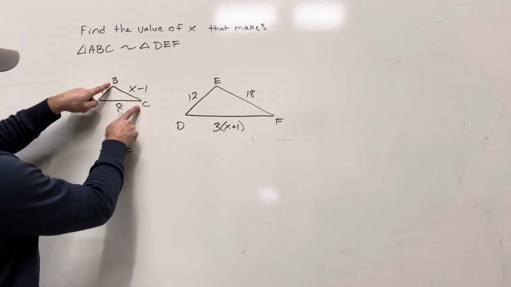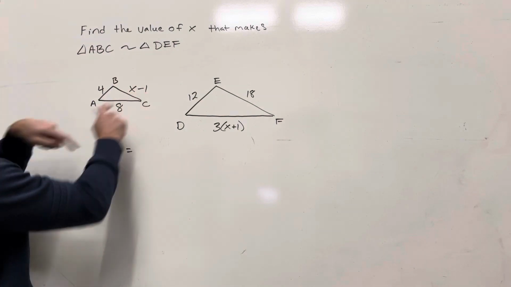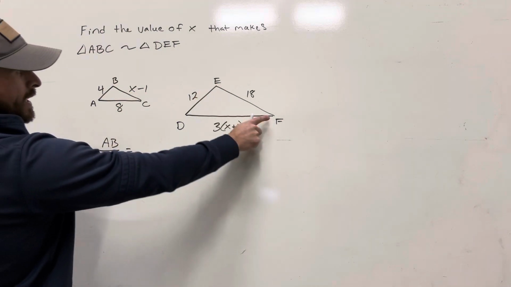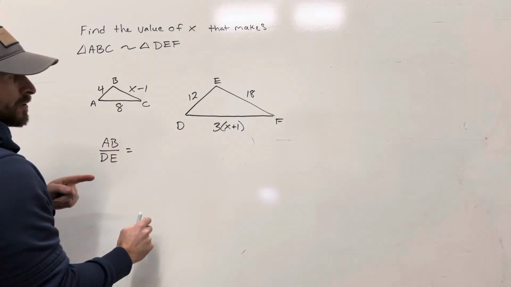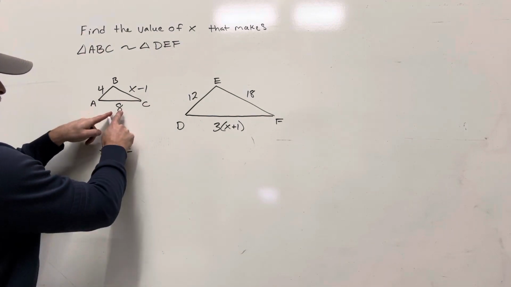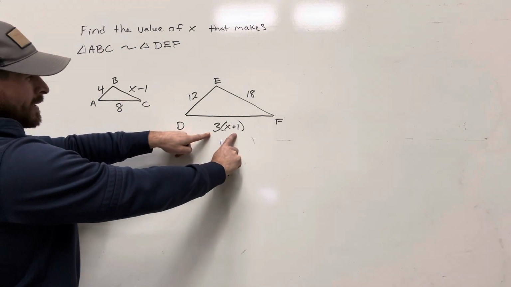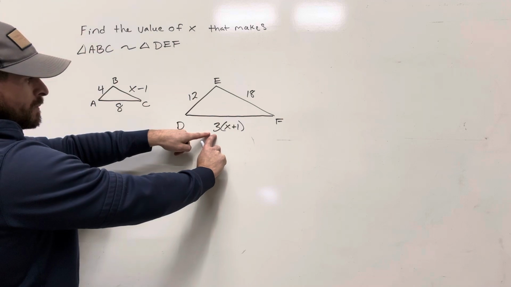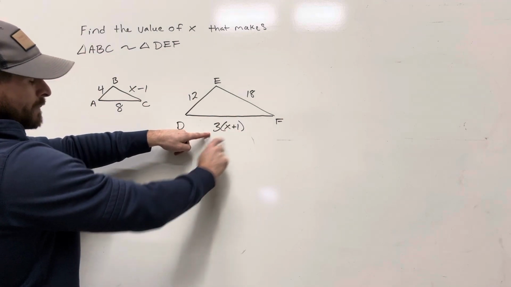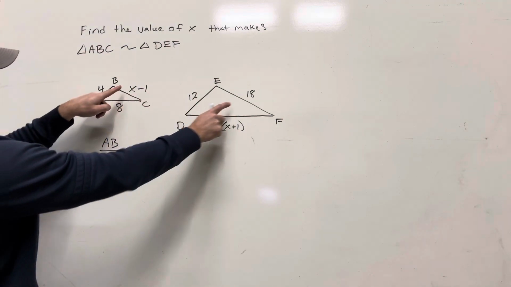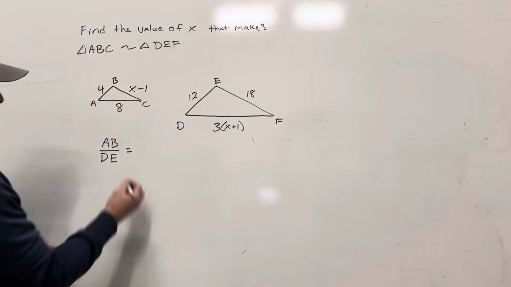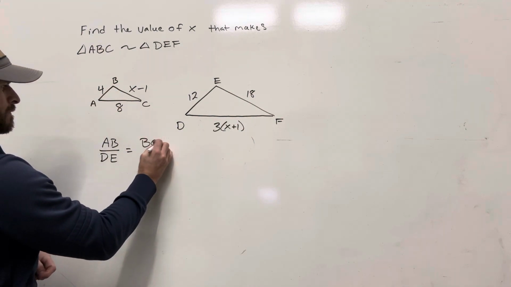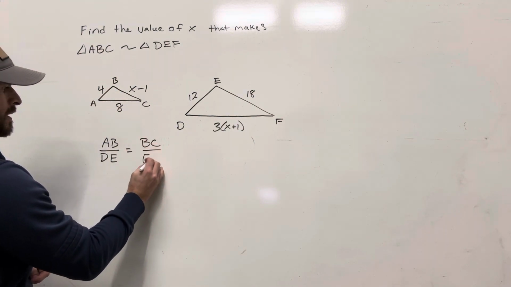Now I'm going to look here. BC is given as an expression, x minus 1. EF's given as just the number 18, so those are pretty basic values to use. Here I got an 8, and then I got a distributive property problem, 3 multiplied by x plus 1. This just looks more simple to use BC and EF, so that's what I'm going to use. I'm going to say BC over EF.